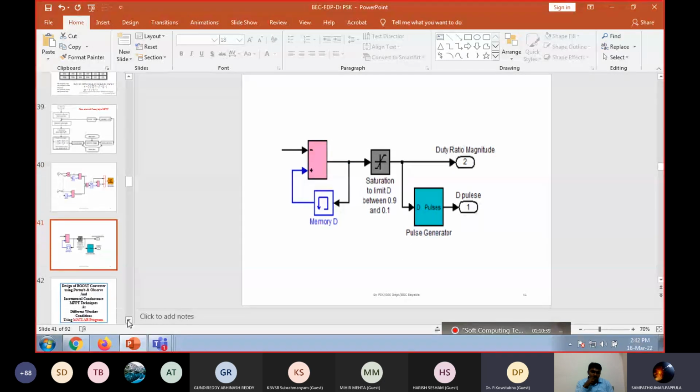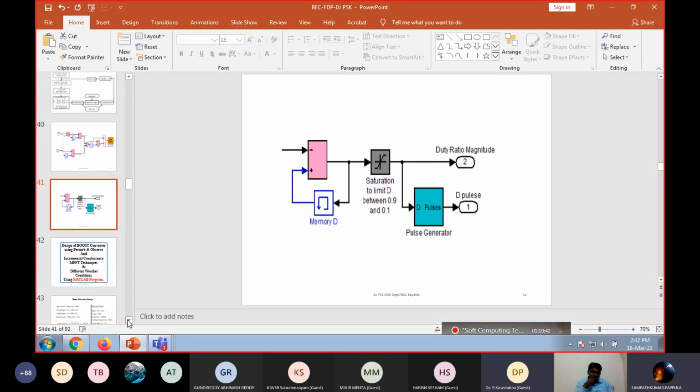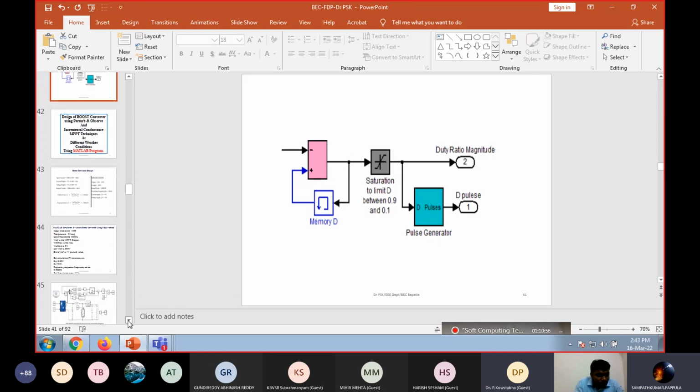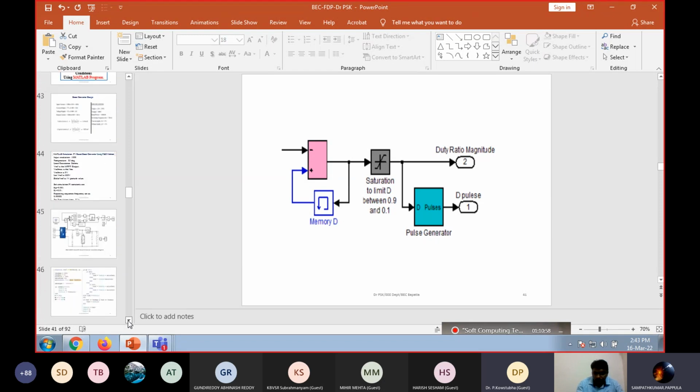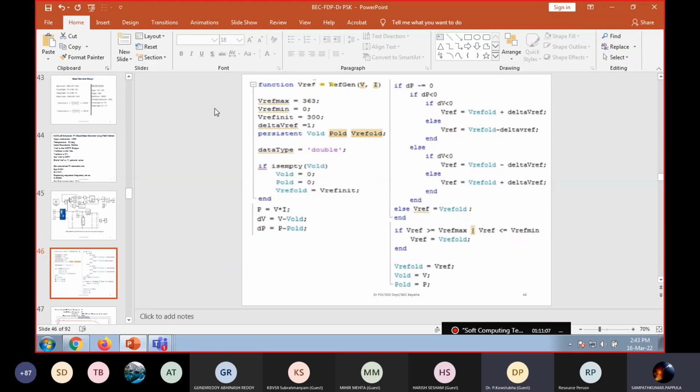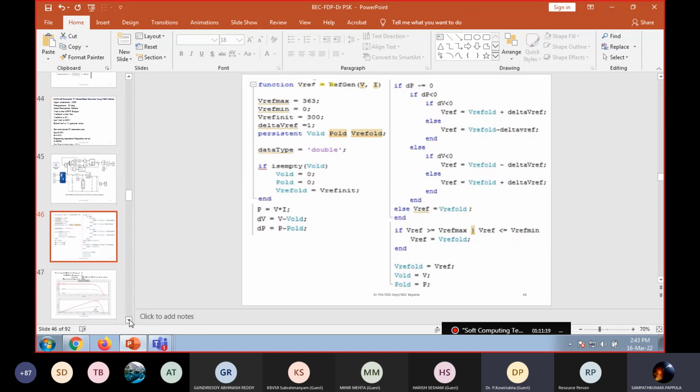Here, using the simulation blocks, we can design the total system in MATLAB. Similarly, by programming in MATLAB .m files, we can create the two controlling techniques. One is the PO method and the other is the INC method. I will show you a little bit here. So this is the PO method.